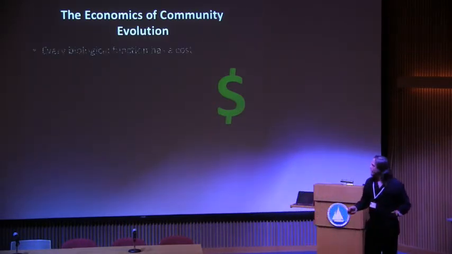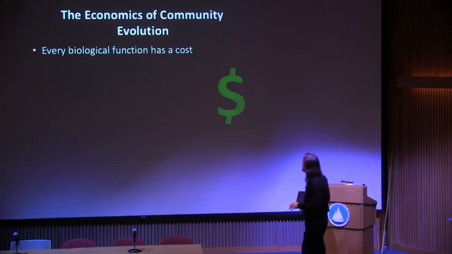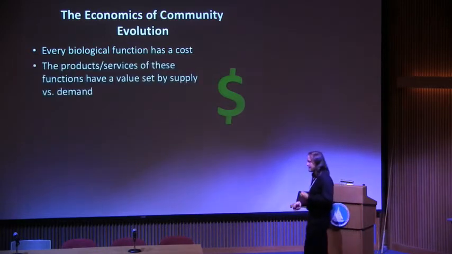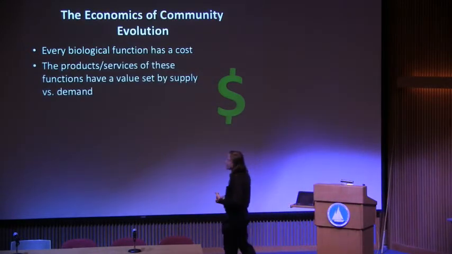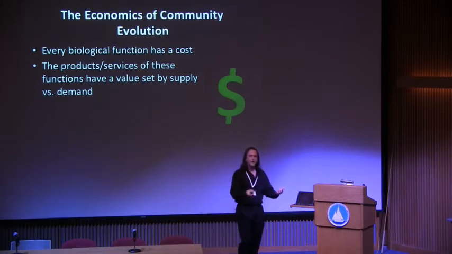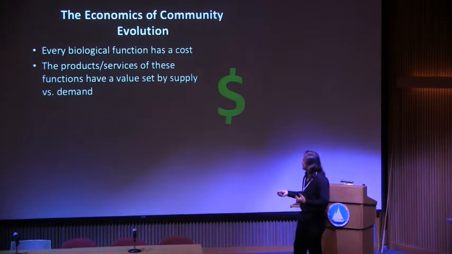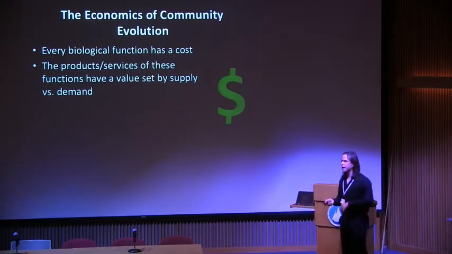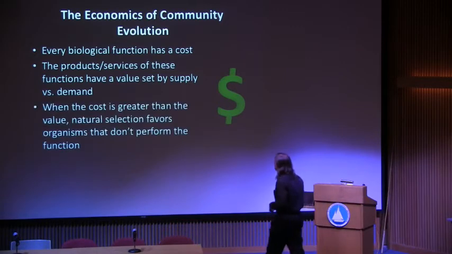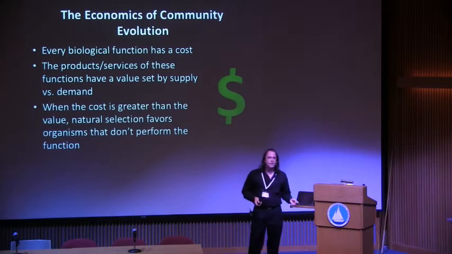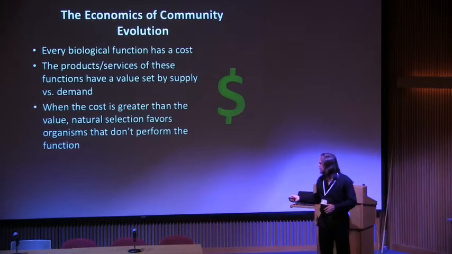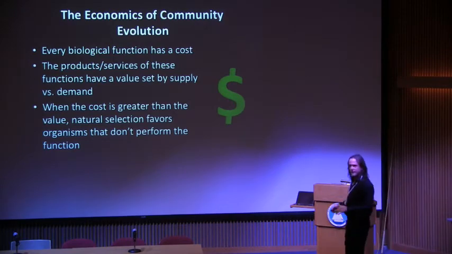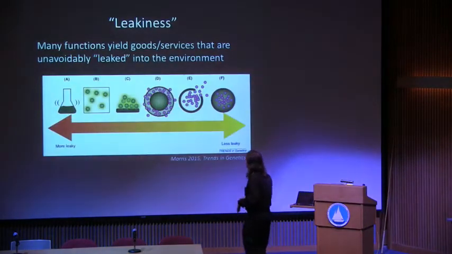So we can think of biology as a marketplace. Every biological function that an organism can perform has a cost. They yield products or services that also have a value. The value is determined by the payoff in terms of fitness to you, and also by the supply of whatever it is. So as the function becomes more common, its value goes down, just like products in a marketplace. And when the cost is greater than the value in a community setting, natural selection is going to favor organisms that don't perform that function, okay? Because obviously it's not worth it to do it.